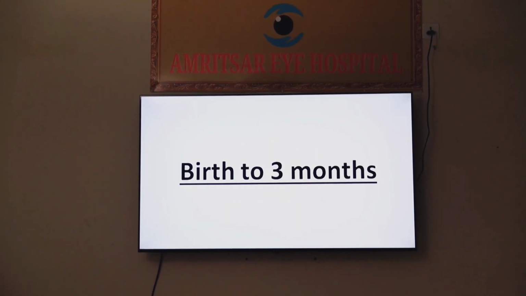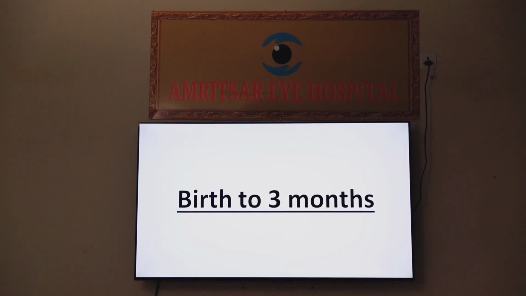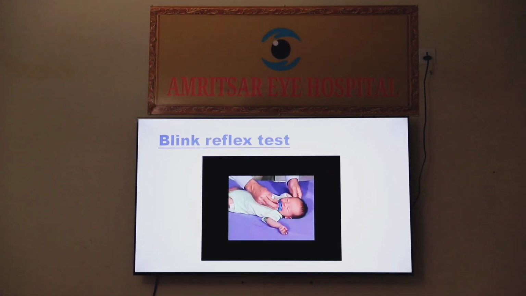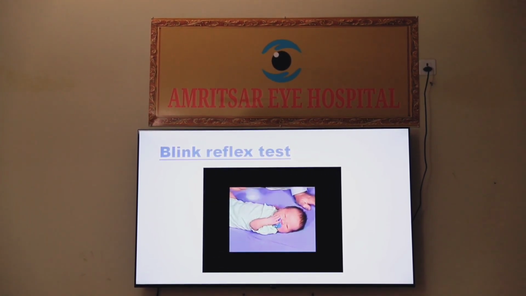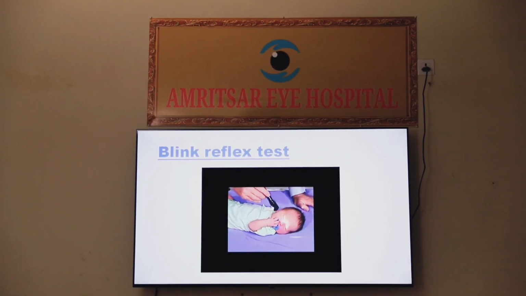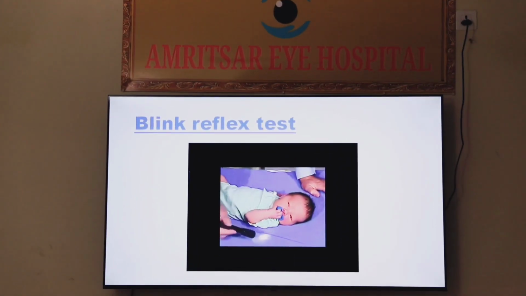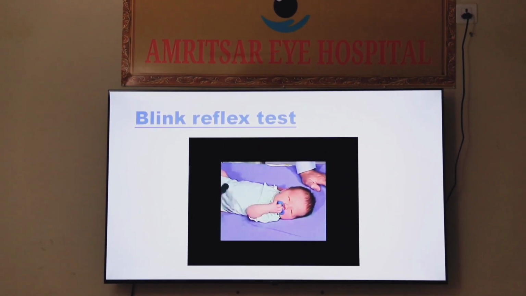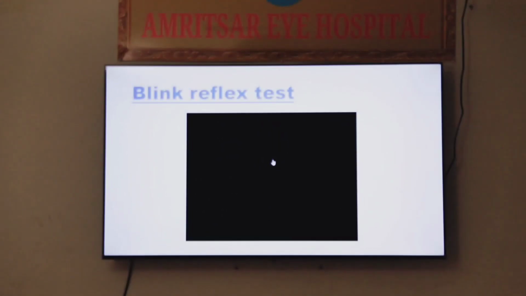So let's start with the child from birth to 3 months. The first test is the blink reflex test. As you can see, when a torch light is shown to a child's eye, the child will show blinking. This shows a positive blink reflex test. It is present since birth and also present in premature children, before 30 weeks of gestation.